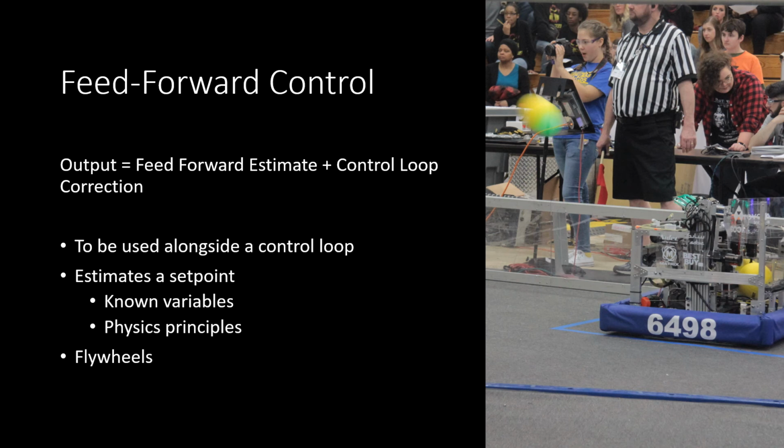Commonly, feed-forward is used in flywheels to where, say, we have a motor that at max output is 6,000 RPM. Well, if we want it to go at 3,000 RPM, we know we can usually set it to 50% output and get pretty close in the ballpark, but then we can have the control loop correct for the rest.